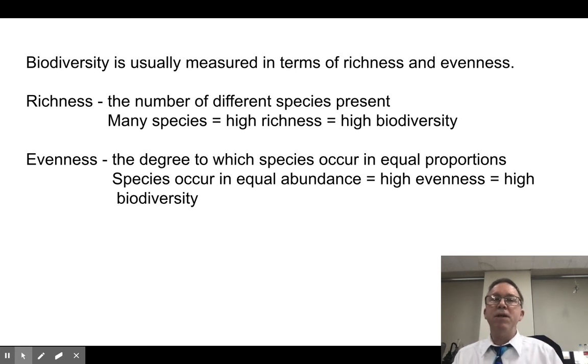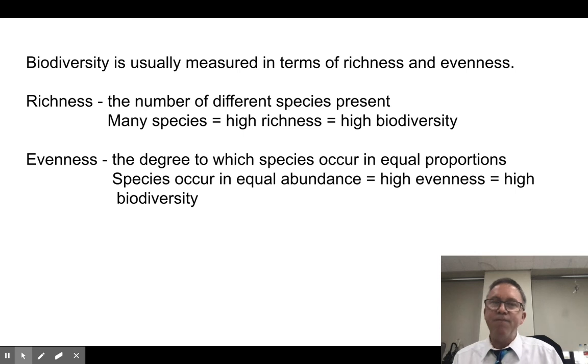So richness is basically how many species are present in a given area that I'm investigating. So lots of species means there's a lot of richness, means I have high biodiversity. That's pretty easy to understand, right? You go to the African savannah, there's lots of different animals there. So you know what? Y'all have some good biodiversity. You go to another place and all they have are bison. It's like, well, there's just one kind of animal here, bison. You don't have much biodiversity, okay?